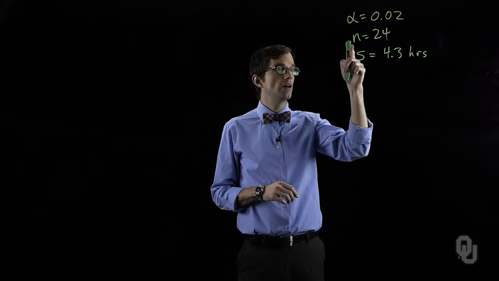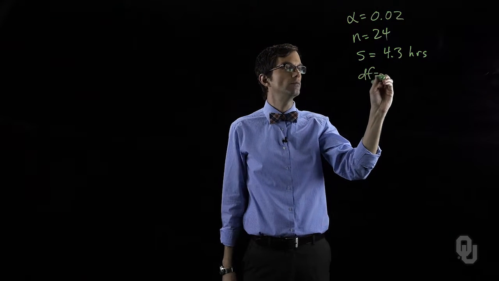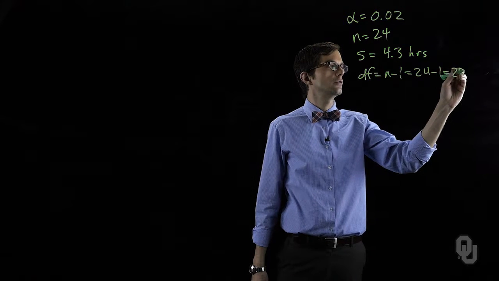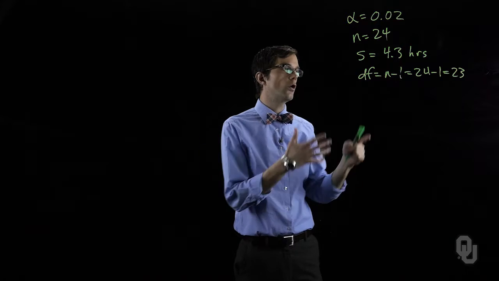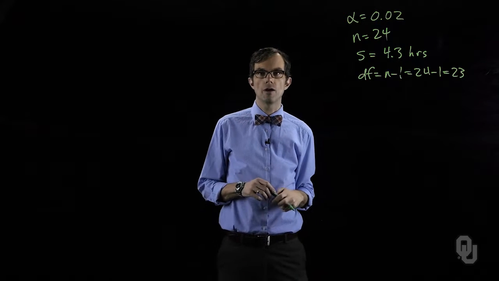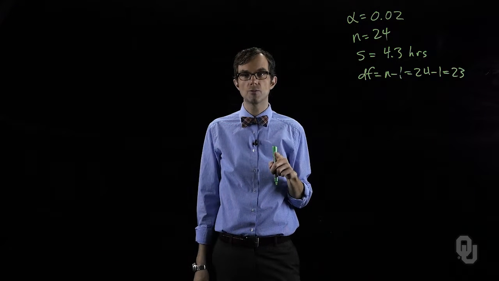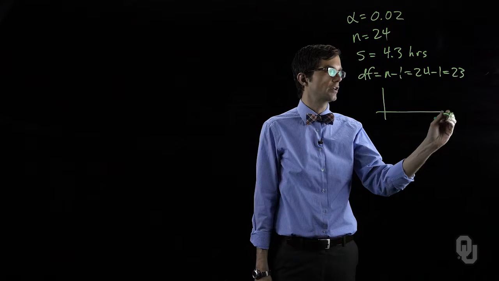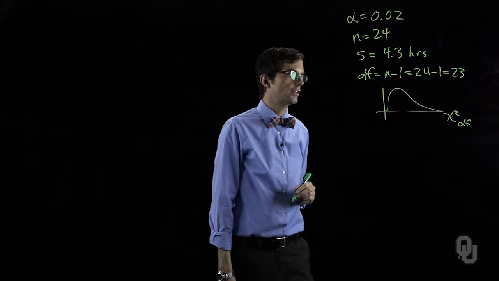We know that since we have a sample size of 24, the degrees of freedom is n minus 1, or 24 minus 1, or 23 in this case. So now what we need to do is look up a value of chi-square on the chi-square distribution. Remember what most textbooks provide for the chi-square distribution. So here's the chi-square for particular degrees of freedom, and here's what that distribution looks like.